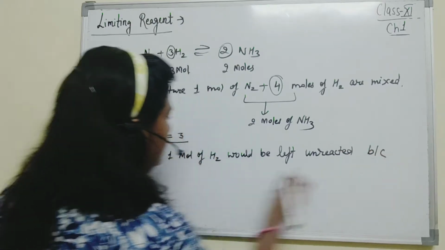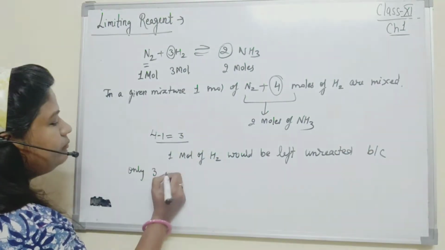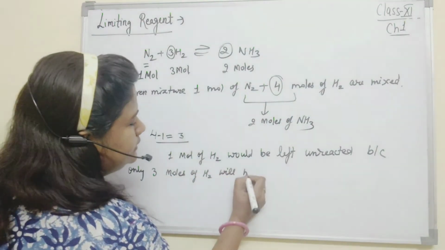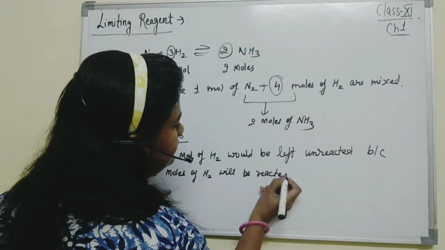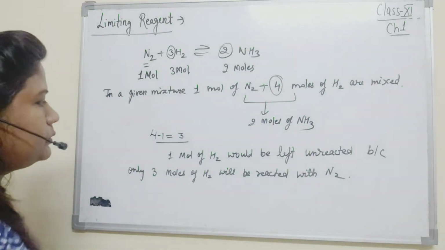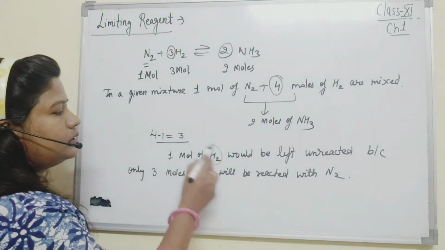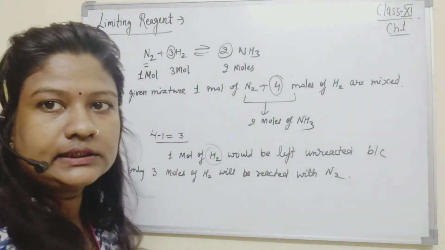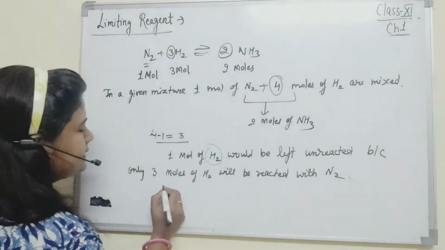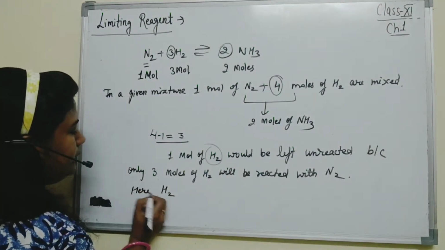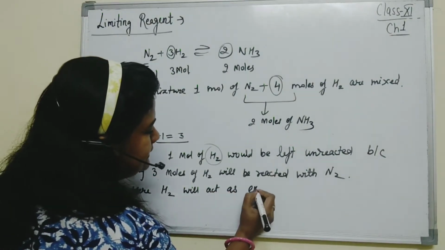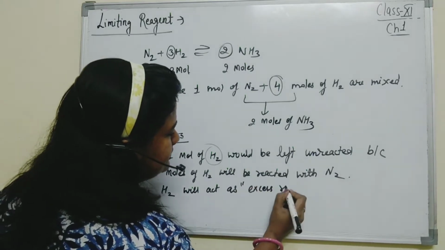because only 3 moles of hydrogen will react with nitrogen. So this is present in the excess amount. Hydrogen gas is present in the excess amount, so this is called excess reagent. So here hydrogen will act as excess reagent.